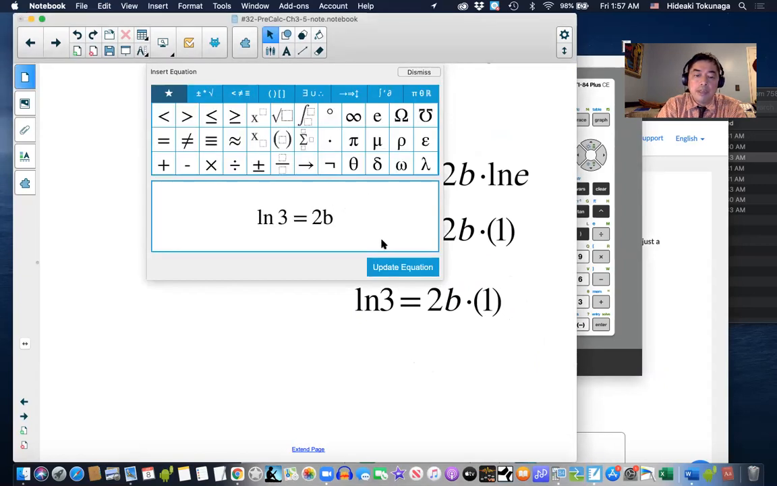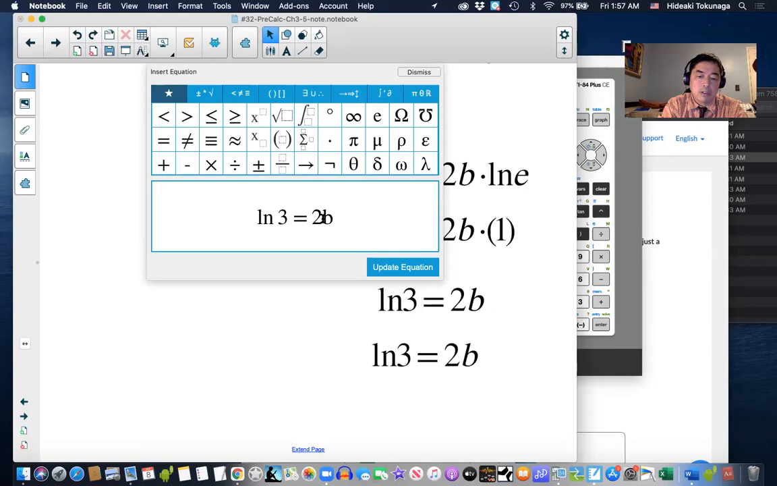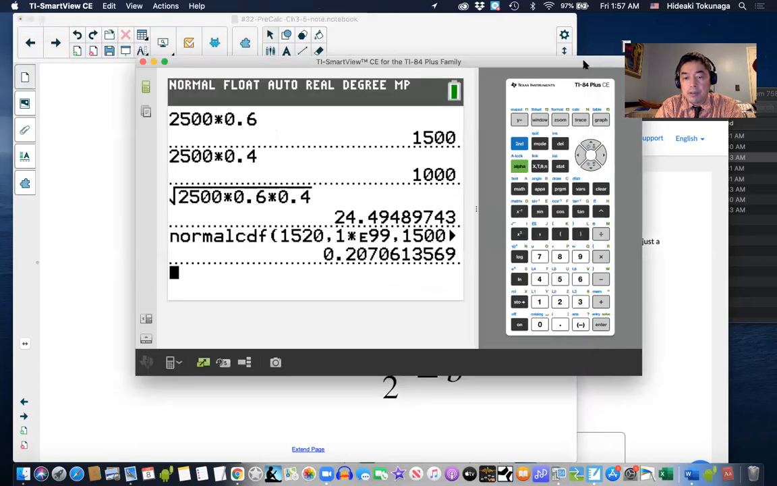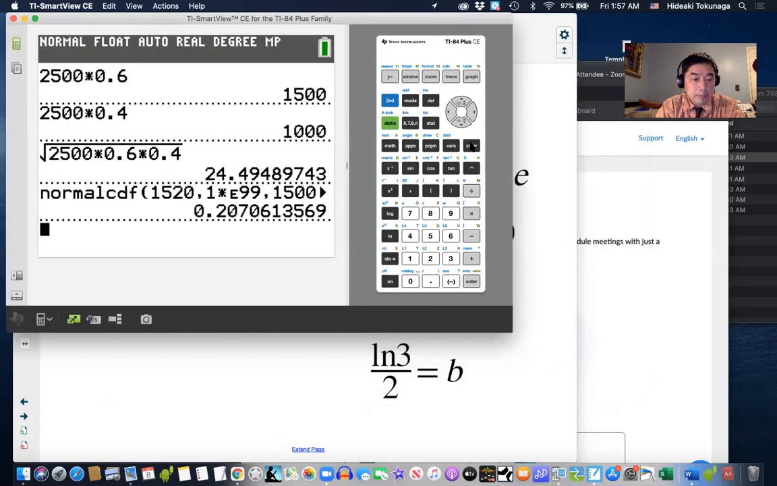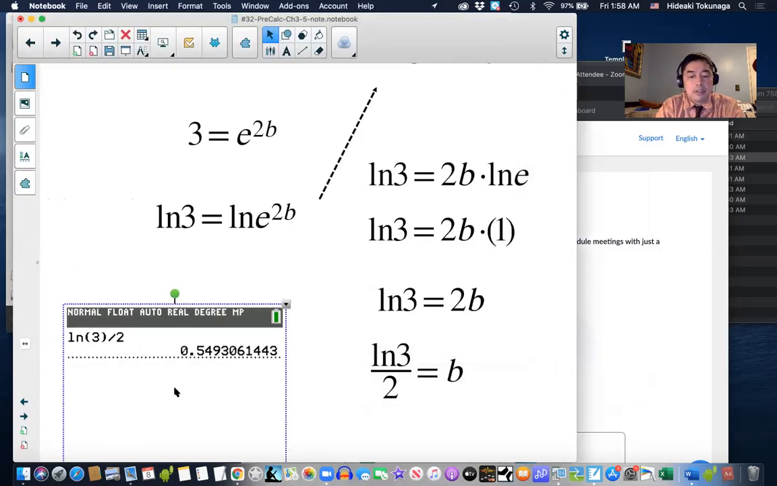So how can we solve for b? Now b is a variable, so you can divide by the coefficient, which is 2, and this is over 2. So this is b. Let me clean up here. So b equals natural log of 3 divided by 2. Okay, now we have solved for b.